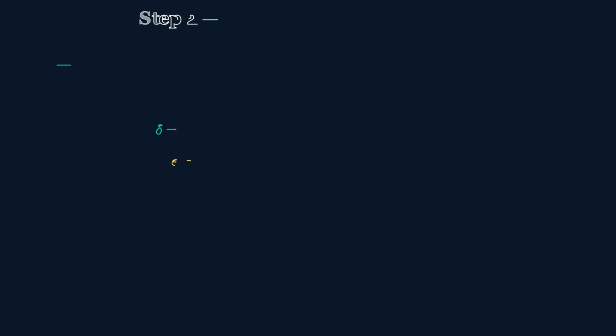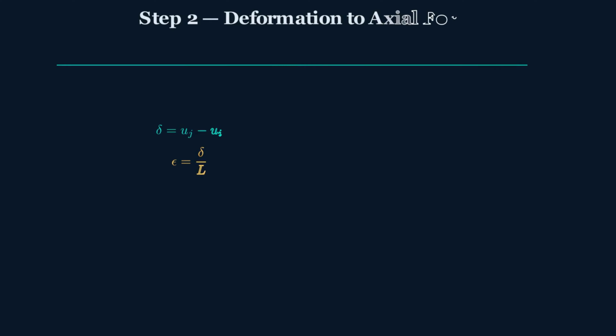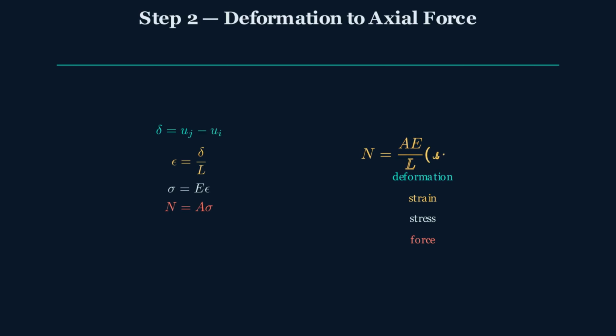The mechanics chain is standard. Divide deformation by length to obtain strain. Hooke's law converts strain into stress, and multiplying stress by area gives the axial force. Combining those equations gives the axial force as AE over L times the relative nodal displacement.